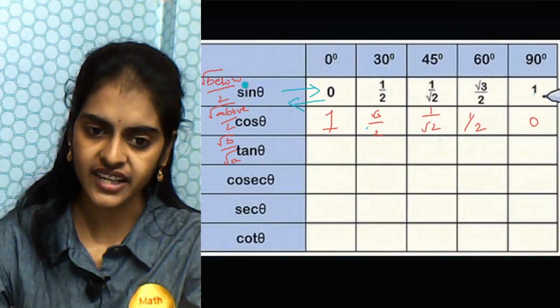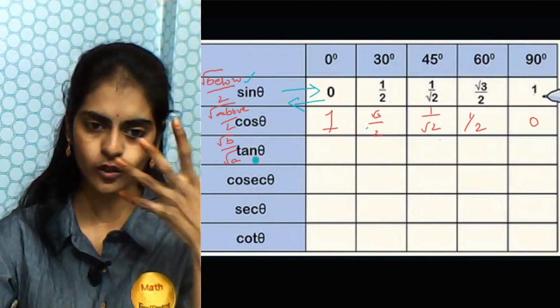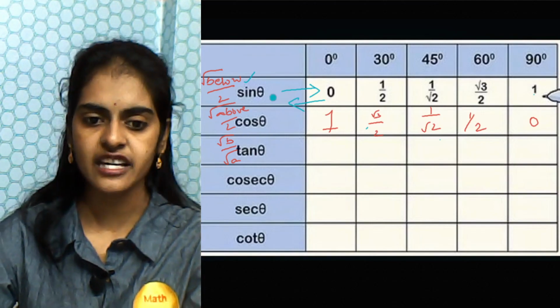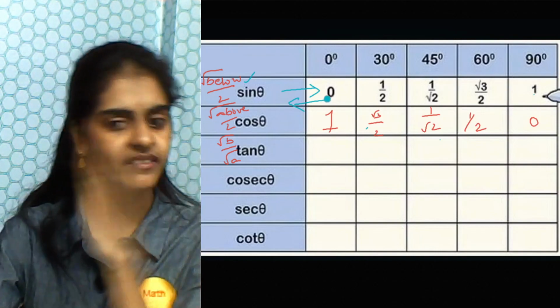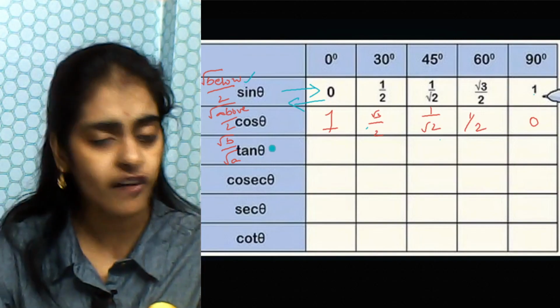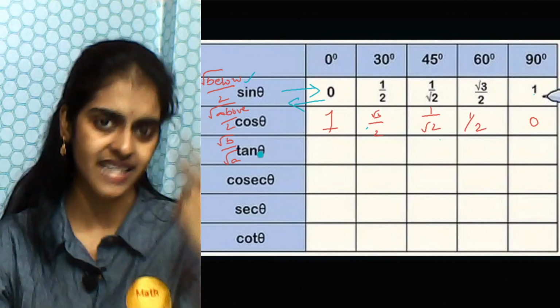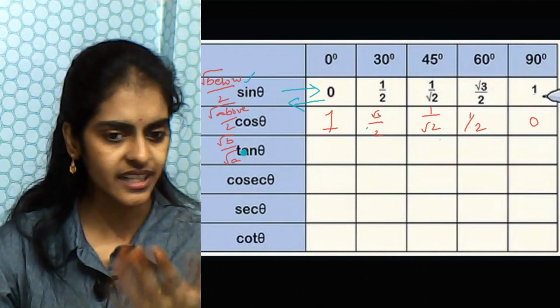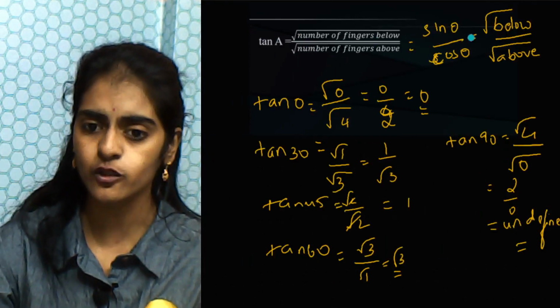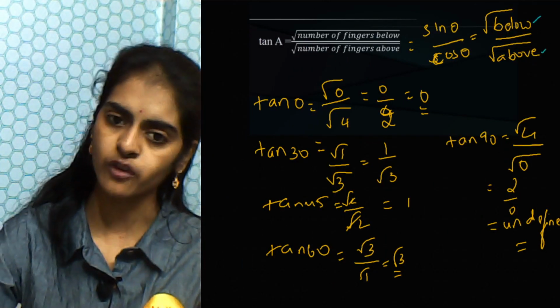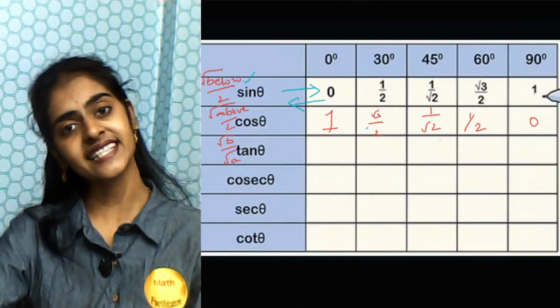So the first trick is you can use this formula, the finger rule. The second trick is if you know sine values, you are writing from this side, cos is nothing but the reverse order. Now how about tan? Tan, I already told you it is sine by cos. You can use the finger trick. You can write the values of tan in this way, under root below fingers by under root above fingers. Or else there is another trick.